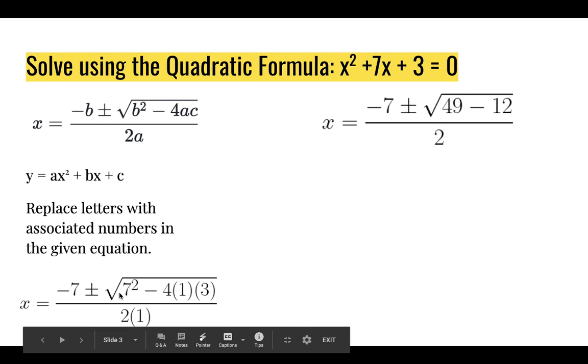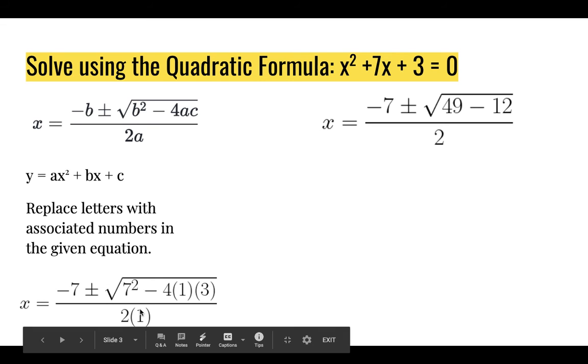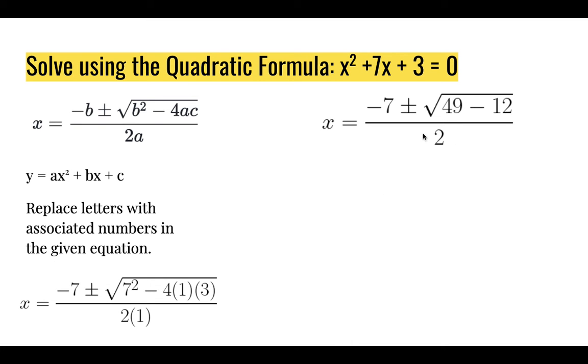I like to clean up what's under the square root sign first. So 7 squared is 49, and negative 4 times 1 is negative 4, and negative 4 times 3 is negative 12. So just be careful that you're taking that negative into account there. This gives us negative 7 plus or minus the square root of 49 minus 12. And on the bottom, 2 times 1 is 2. So let's combine these terms under the root. 49 minus 12 is 37.